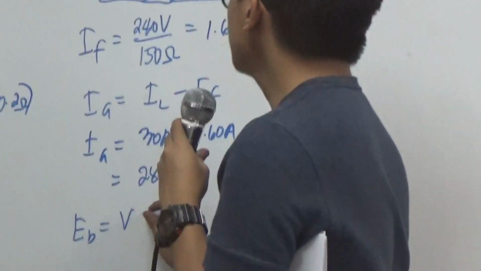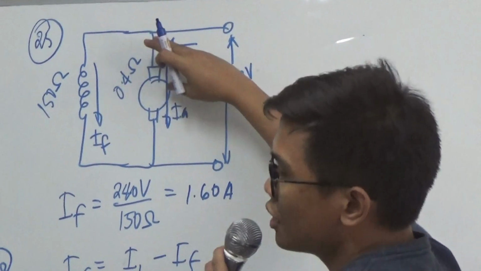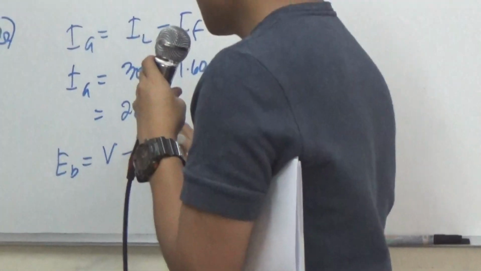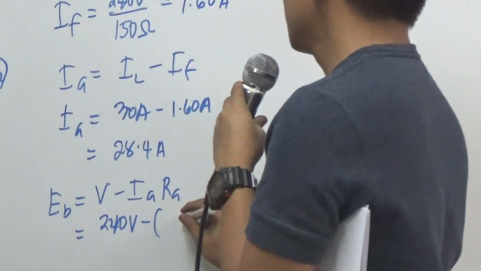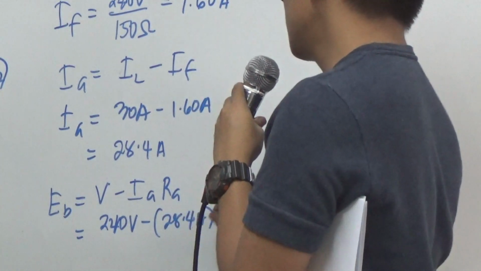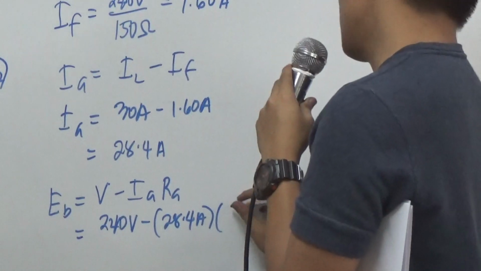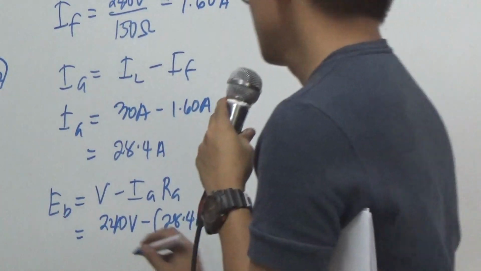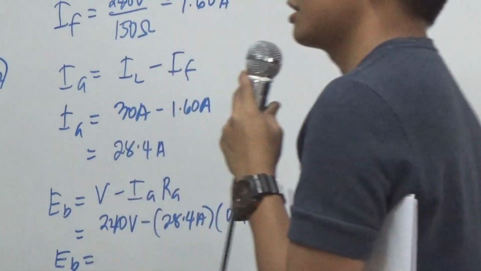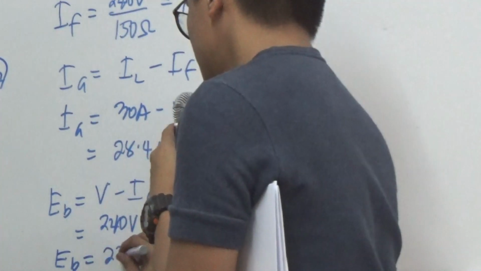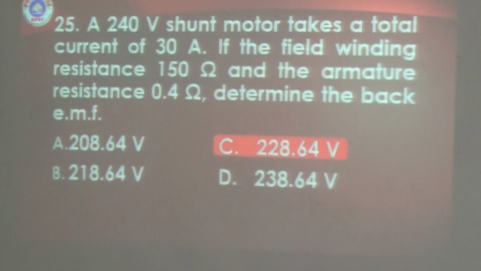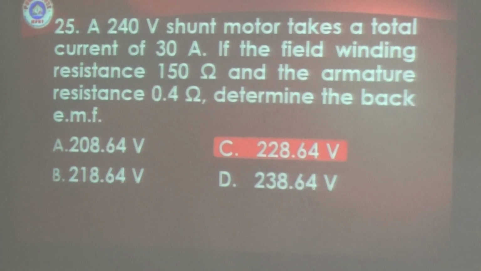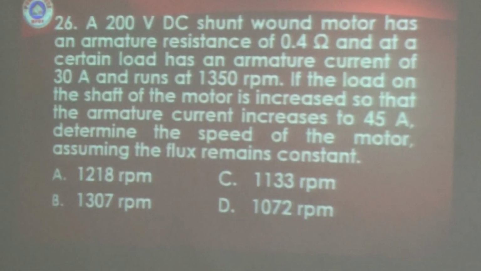Back EMF is equals to V, the voltage, minus the armature voltage drop, IA RA. So 240 volts minus 28.4 amps multiplied by RA natin na 0.4 ohms. What will be your back EMF? 228.64. Letter C. Question? Wala naman.